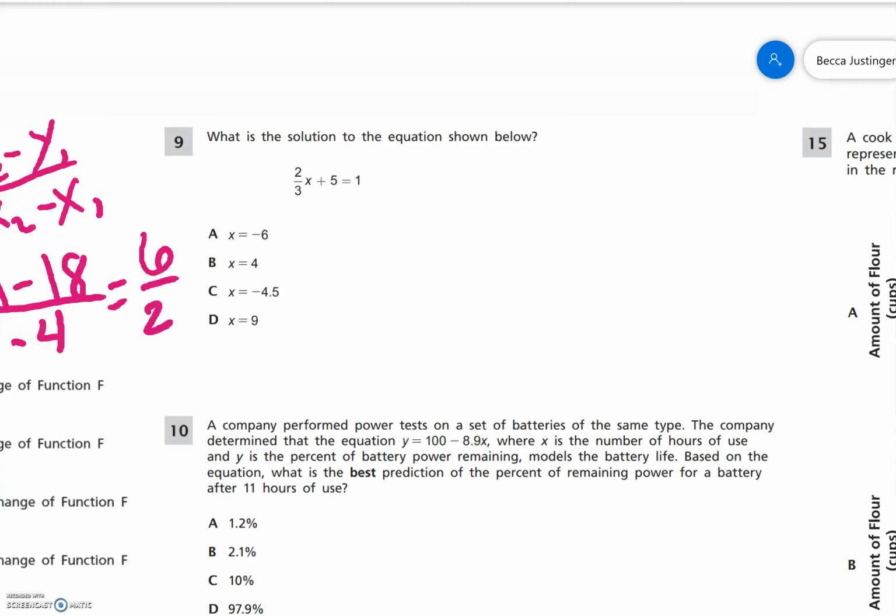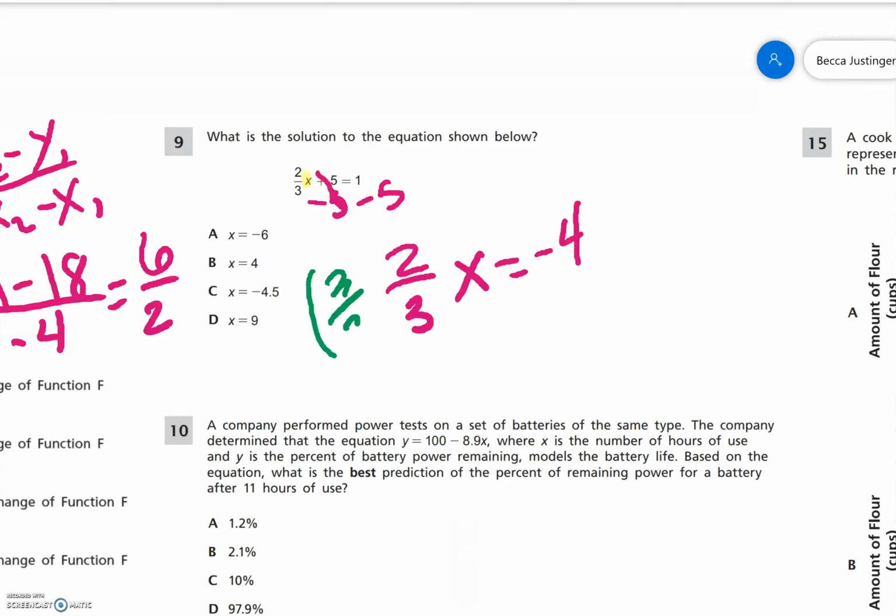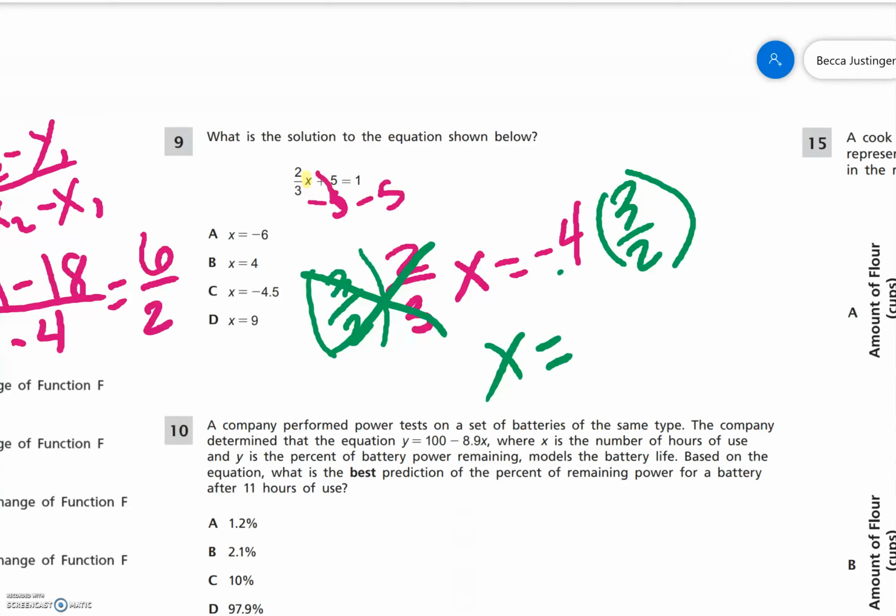Number 9. What is the solution to the equation shown below? We want to solve for x. We want to get everything away from x. So we work the farthest away first. Subtract 5 from both sides. So we get 2/3 x. Cancels out on the left. 1 minus 5 is negative 4. Now we can't divide by a fraction, so we're going to multiply by the reciprocal. This cross cancels, and I'm left with x equals, put the negative 4 over 1, negative 12 over 2, which is equal to negative 6.